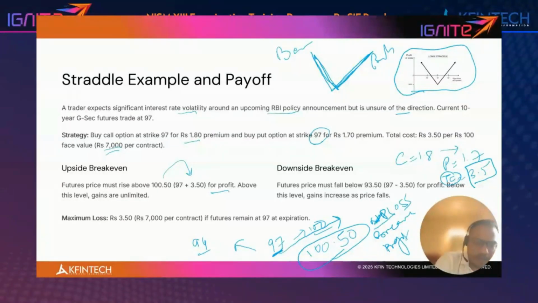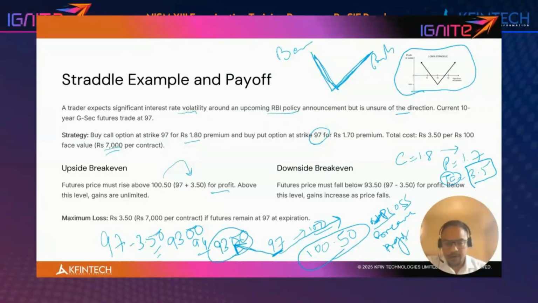Similarly, on the downside, 97 minus 3.5 is 93.5. So if the market goes down, until it crosses 93.5, I am in loss. So that is the scenario. This is the only case where there will be two break-even points, because here you are buying the put and call both.